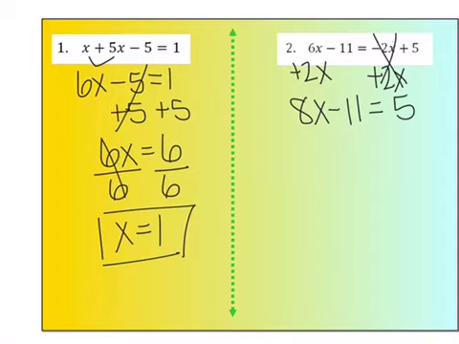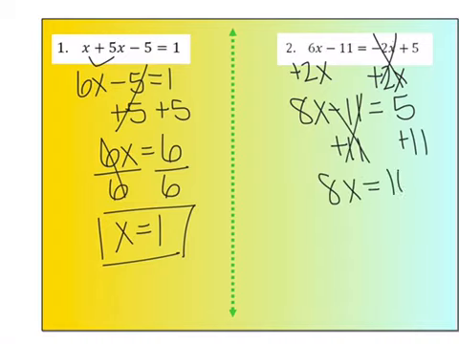So now I have to get rid of the constant. I have minus 11, so I'm going to add 11. I'm left with 8x equals 16. 8 times x equals 16, so I have to divide to undo timesing. So I get x equals 2.